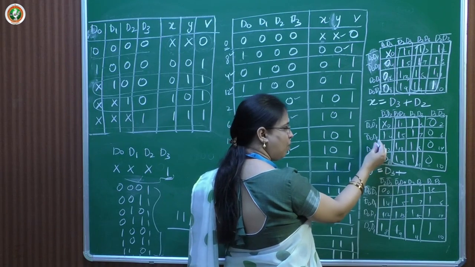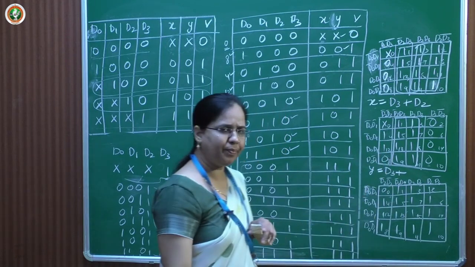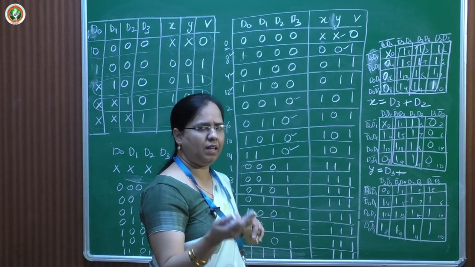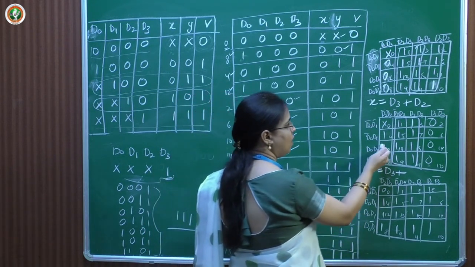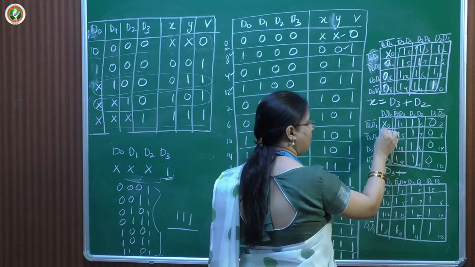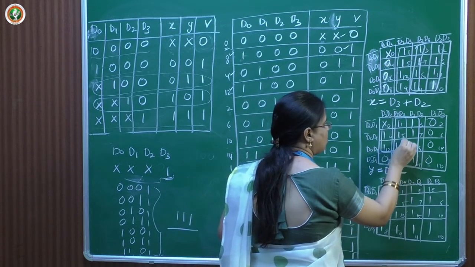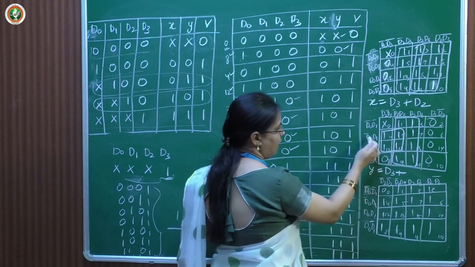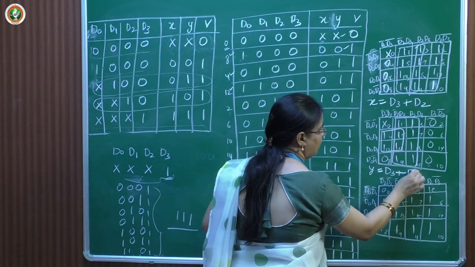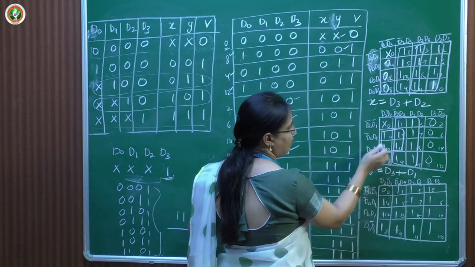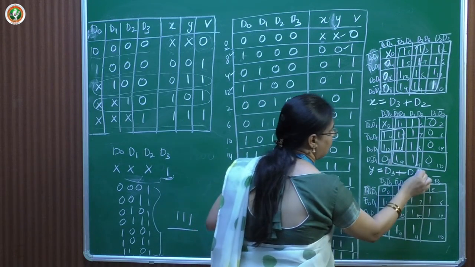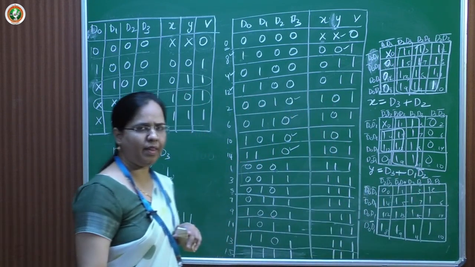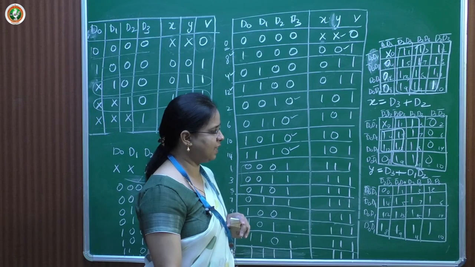Can I group this into an octet? It is not possible. After octet, what is the largest group in which I can include these two ones? It is a quad. So, I am going to make these two as a quad. When I make these two as a quad, D0 will go. I am left out with D1. After D1, what is left out? Here, it is left out with D2 dash. I hope it is clear how we got this equation.